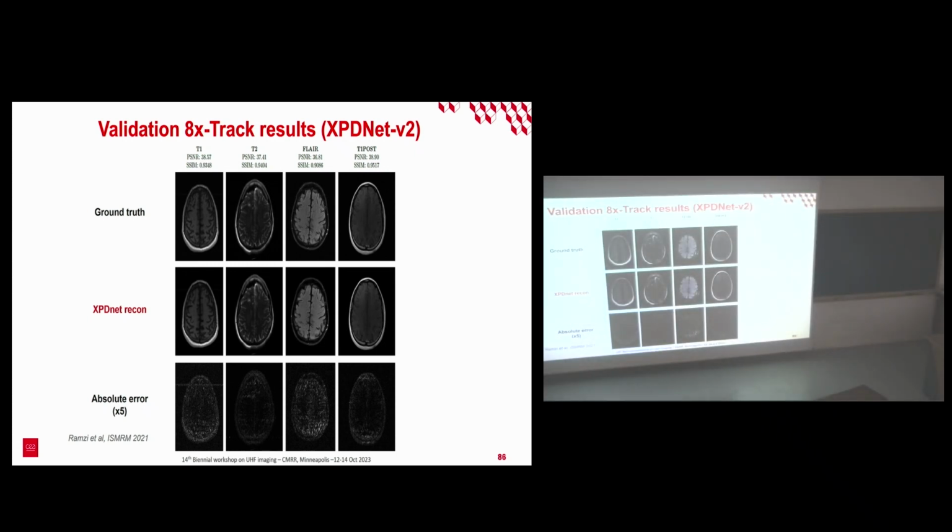I don't know if it's better, but at least what you can observe is that you have flatter residual here. We have pretty good consistency between the ground truth and the XPDNet recon. It's maybe more difficult, both quantitatively and qualitatively, to reconstruct the FLAIR images. SNR is a bit lower. And of course, the results were even better for the 4x undersampling factor.